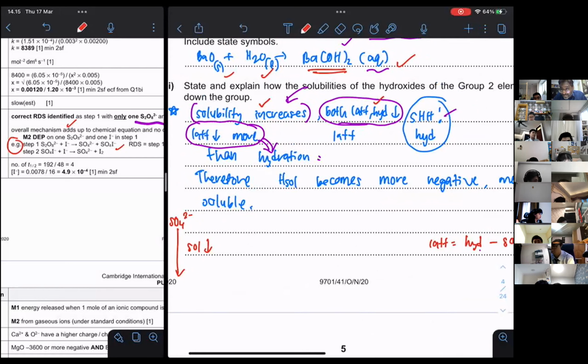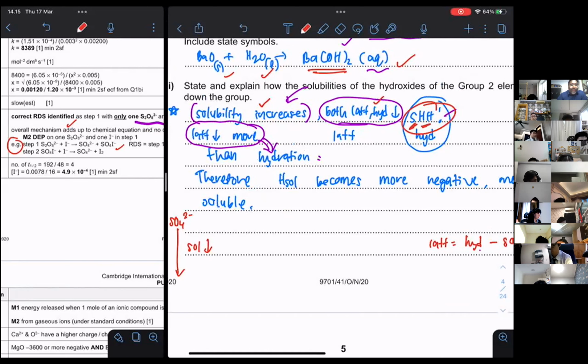That is another point: but one of them will decrease more. It means the dominant factor. I told you to memorize this, and this is how I memorize. I don't know how you memorize. I told you, it's going to be SHH, where S means I will remember sulfate, and HH tells me that my hydration will decrease more. So for sulfate, I will remember hydration decreases more.